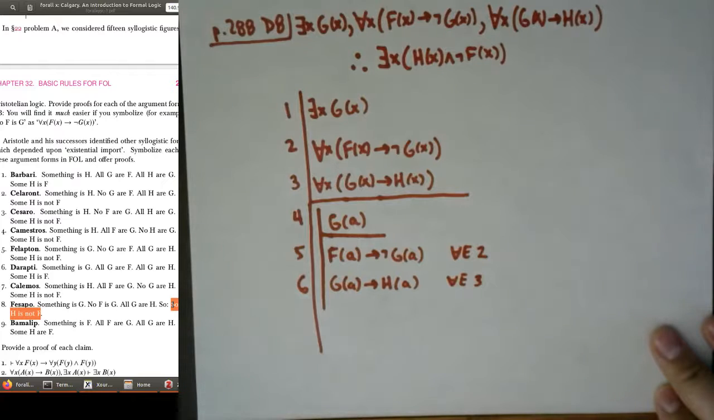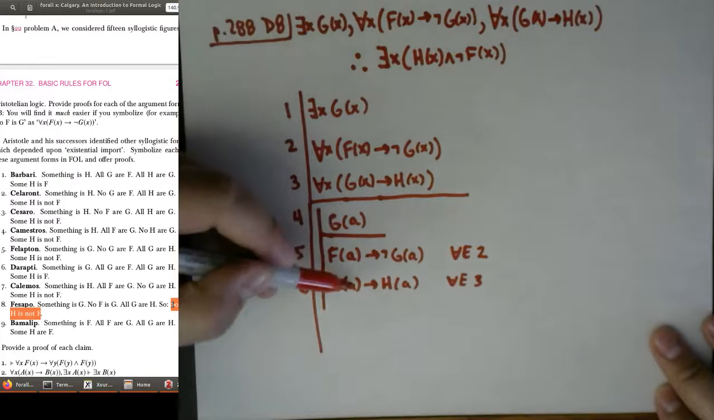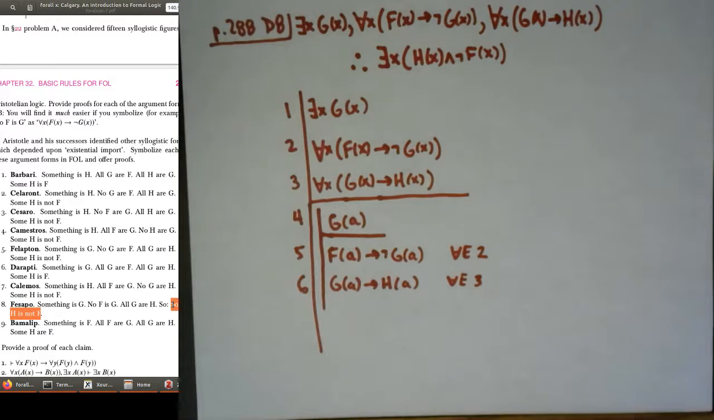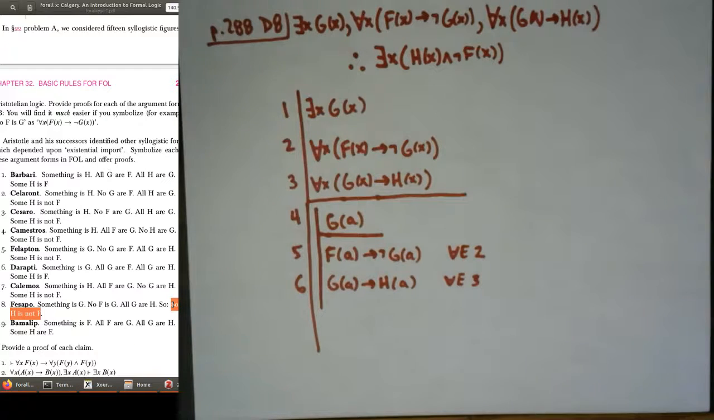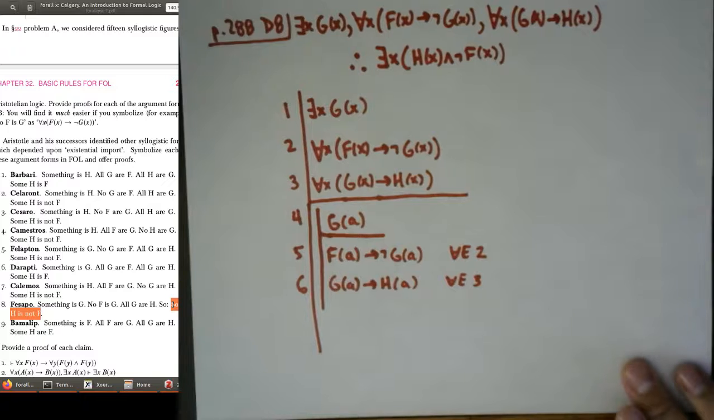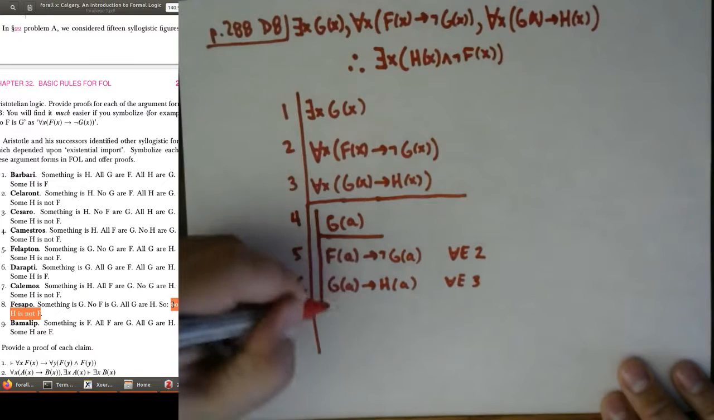Now, let's see what we can do. So we are able to get H of A out of this, right? So we can plug G of A into this and get H of A. We will also have to use 4 and 5 somehow to get not F of A. That might be modus tollens again. So let's go ahead and get H of A first.